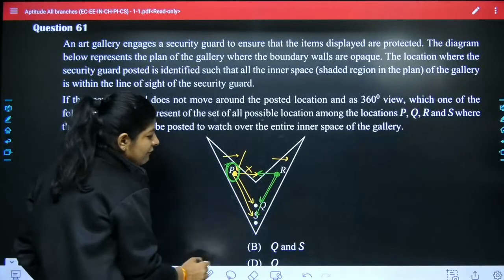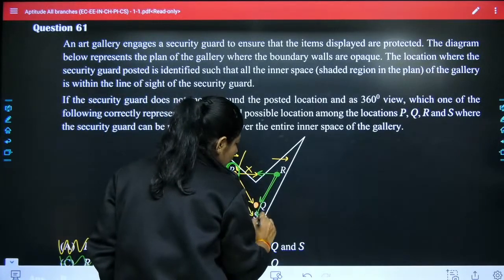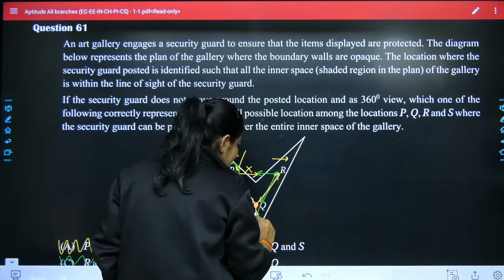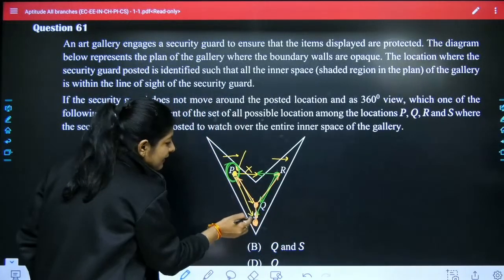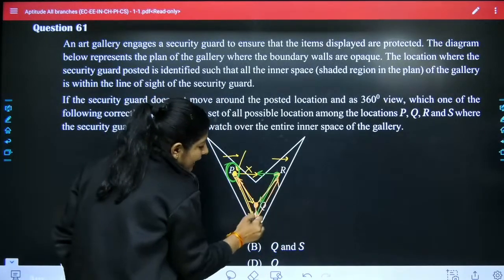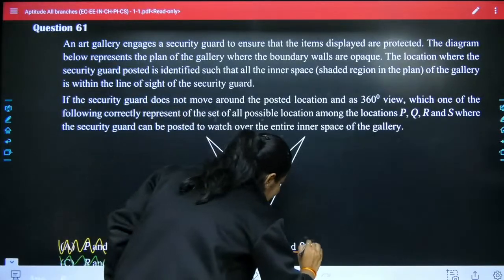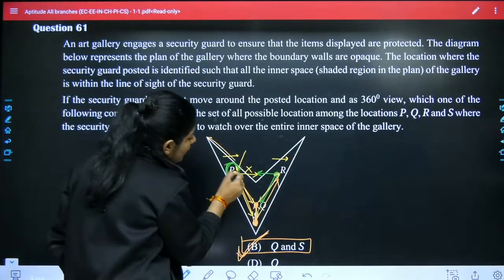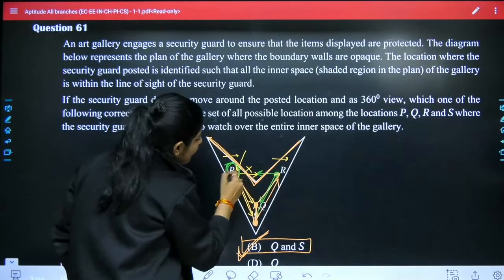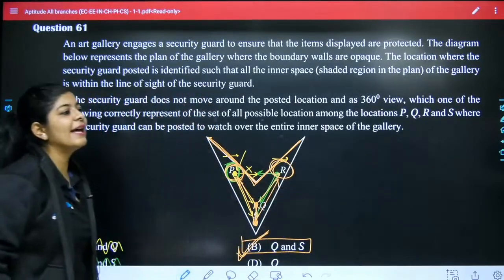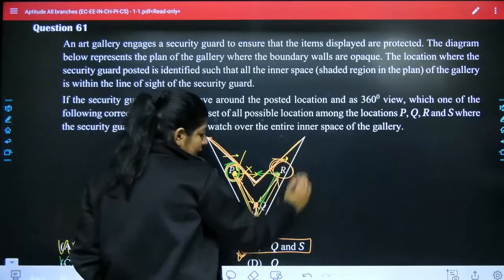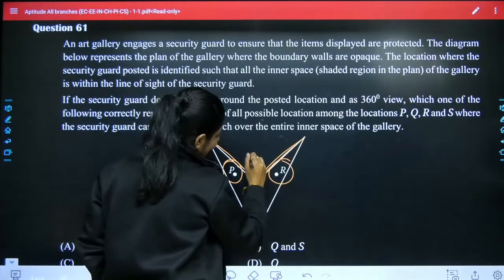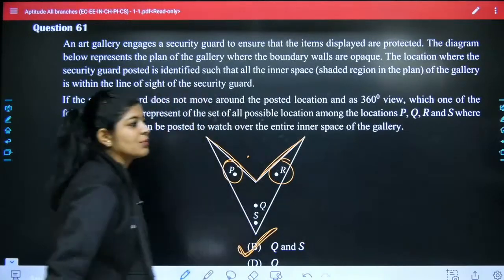Now if we put the security guard either over here at Q or at S, he can access locations P, R and S easily, and from S as well he can easily approach positions P, R and Q. So option B is correct. Because of this wall, P and R are directly eliminated. Because of this wall only, P and R are eliminated. And the correct answer is option B.